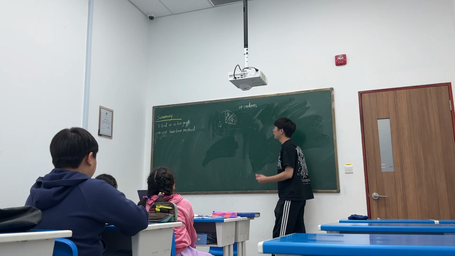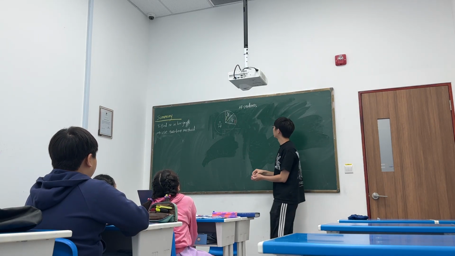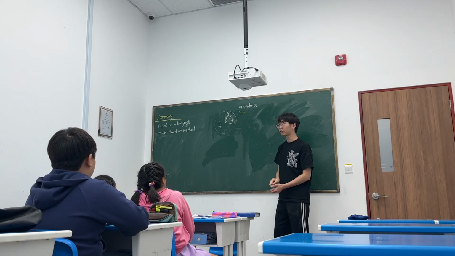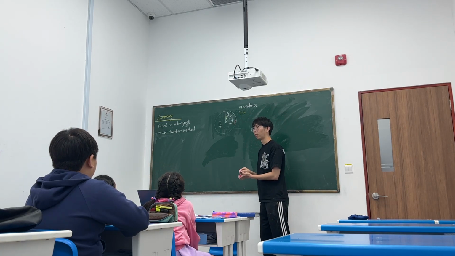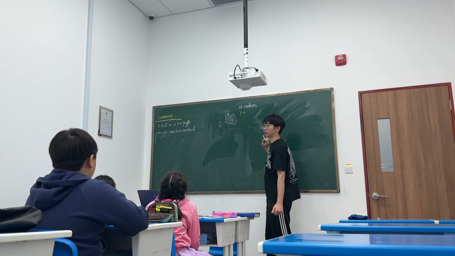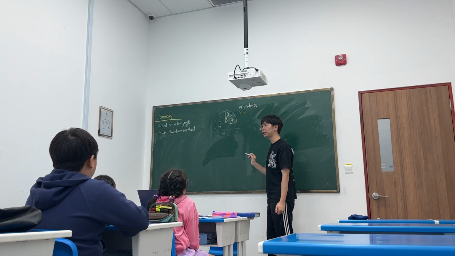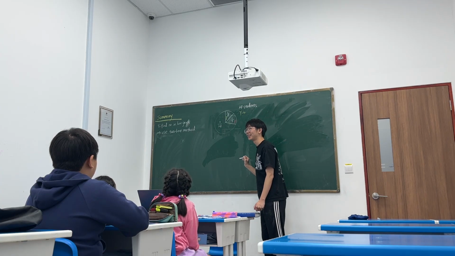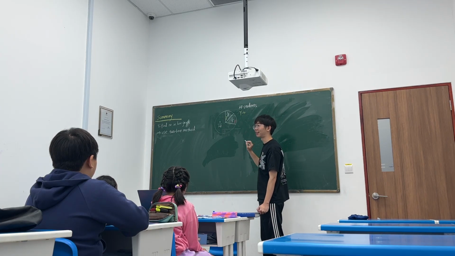Now, how do I find out, let's say, the number of students who like yellow? Any idea how to find out this? 1/14 out of 14 students like yellow. So, how many students like yellow? 1. How to know it's 1?